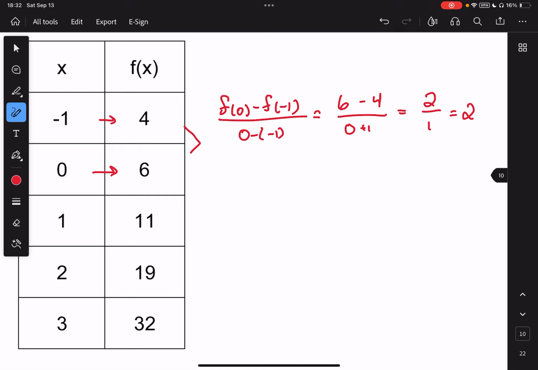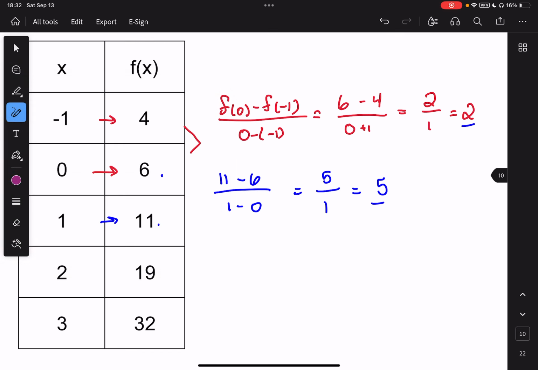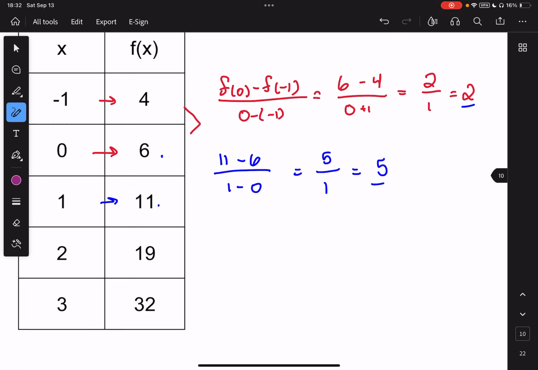So now let's do this again. For the next one, we have 11 minus 6 over 1 minus 0. 11 minus 6 is 5. 1 minus 0 is 1. So then we get 5. So now we're seeing, we have 2 and we have 5. So I'm going to assume that we do not have a linear equation. But let's continue. This is not linear because we have different slopes.